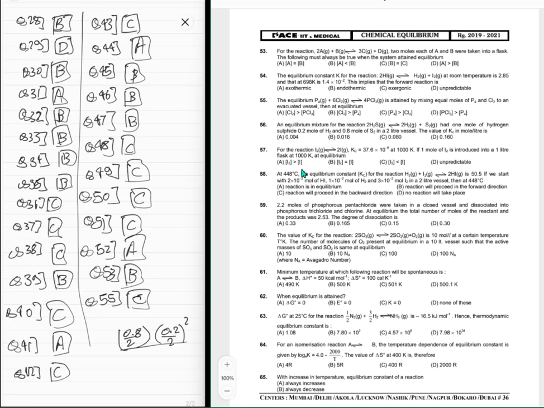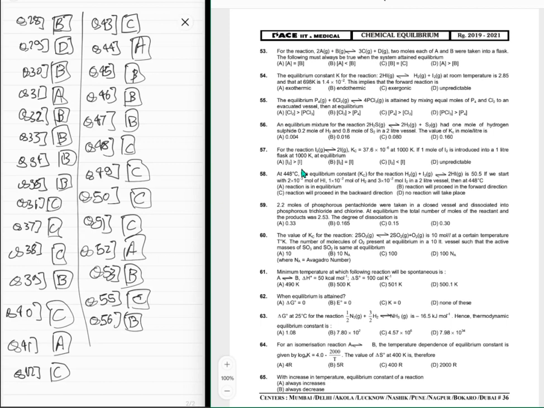Okay, 1 mole of H2S, right? It's going to be 1 upon 2 squared. Cool, this cancels. Just have 0.8 upon 0.4 times 0.2 squared, which is also 0.4. Sorry, 0.2 squared is 0.04. So this would be 0.016. Yeah. So the value of Kc is just 0.016, which is B. So 56 is B, right?